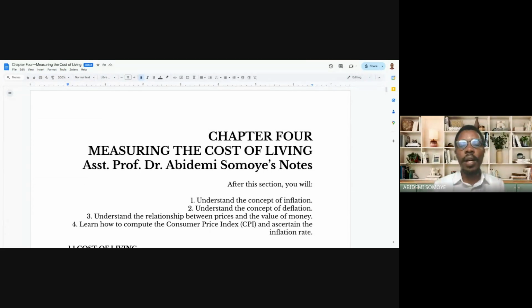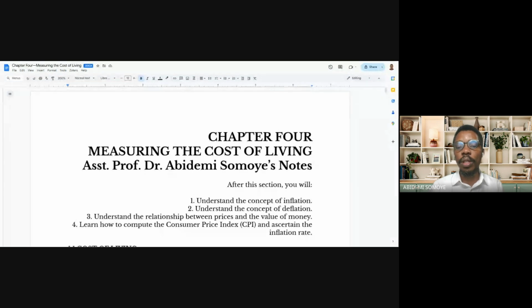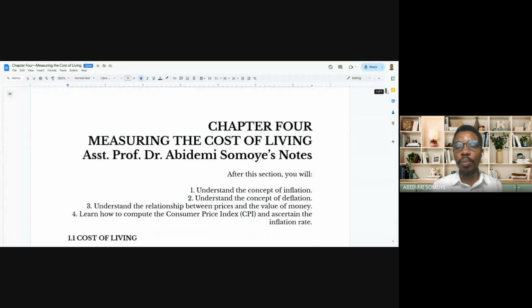Today, we'll be taking a look at measuring the cost of living. After this section, you will understand the concept of inflation, understand the concept of deflation, understand the relationship between prices and the value of money, learn how to compute the consumer price index, and ascertain the inflation rate. Those are some of the things you're going to learn by the time we are done with this topic.